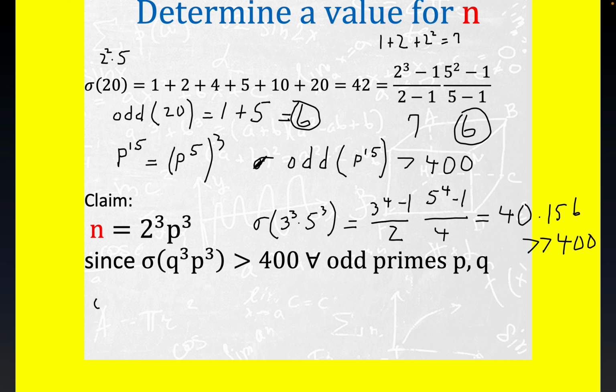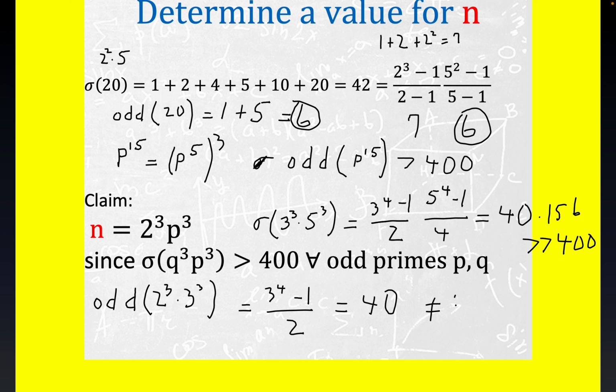I'll use the notation odd, because again, 2 gives rise to even divisors. So odd of 2 cubed times 3 cubed is just going to be equal to, we can ignore the 2 and we get what we got right here, (3 to the 4th minus 1) over 2, which equals 40. Not equal to 400. Now that was hard.